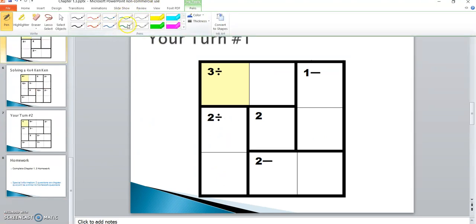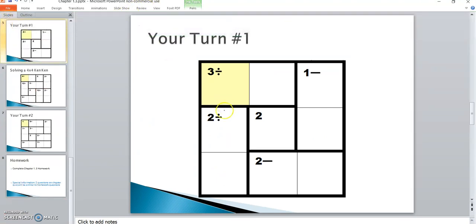Alright, so now it's your turn. I'm going to ask you to pause the video, and I would like you to start off the KenKen with our strategy from before. So starting off with this 2 because it's by itself. And I would like you to see if you can do the rest of the puzzle by yourself.